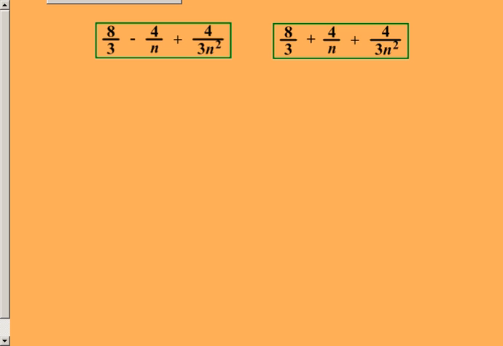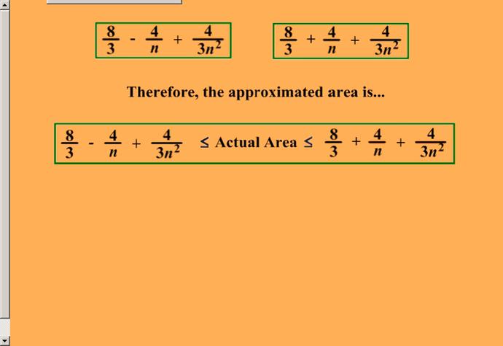Okay, there are the two areas that are involved in the upper and the lower sum. What we just discovered is that the approximated area is actually between these two values. We'll notice the similarity between the values that are involved here. There's only some sign differences, and that's actually something that's going to become pretty important.